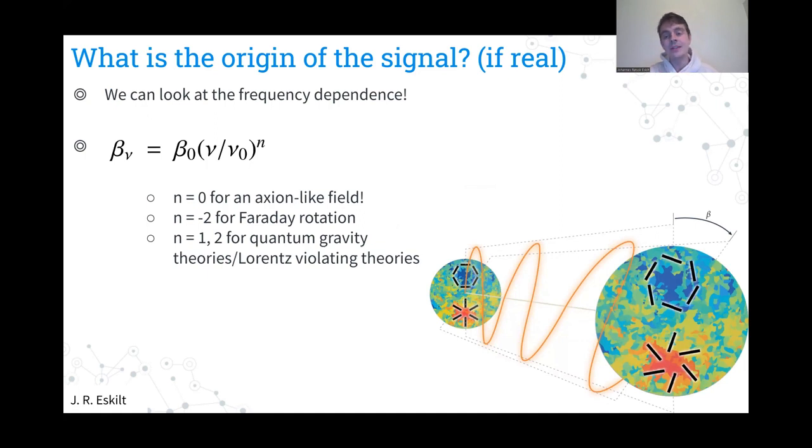For example, an axion-like field that couples to electromagnetism will be frequency independent in the rotation angle. While for Faraday rotation, you will get a rotation angle that is proportional to 1 over frequency squared. And then you have all sorts of crazy quantum theories that predict some kind of integer power.